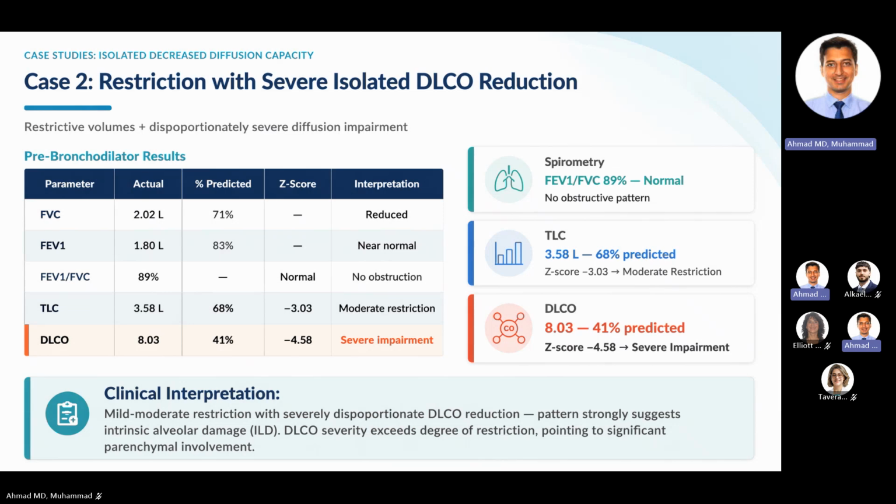Case 2 is an individual with a normal FEV1 FVC ratio, a slightly decreased FVC, a total lung capacity which shows moderate restriction, and a severe decrease in his diffusion capacity. This pattern suggests intrinsic lung damage, alveolar damage contributing to the patient's restriction and severely decreased diffusion capacity.